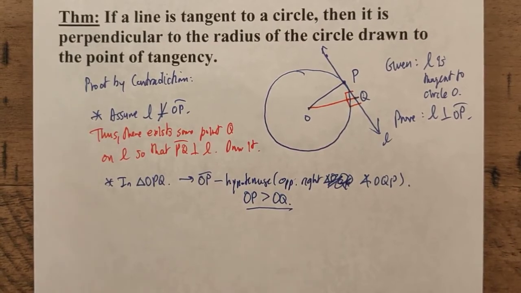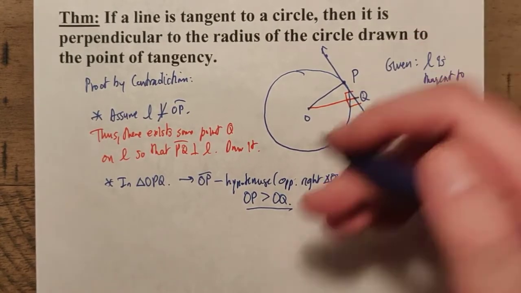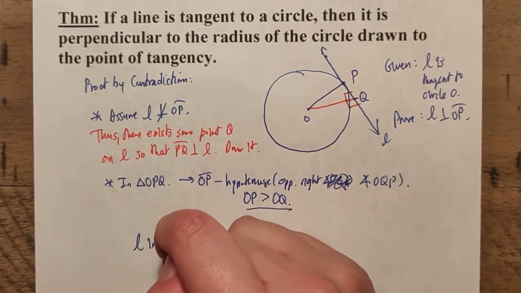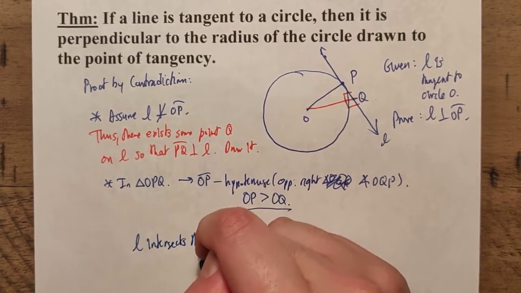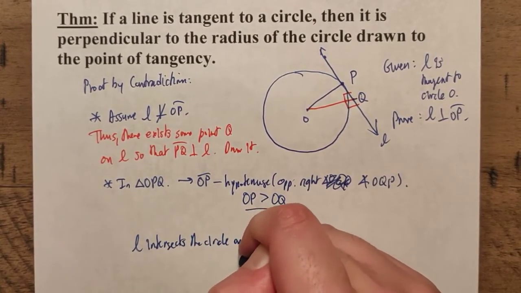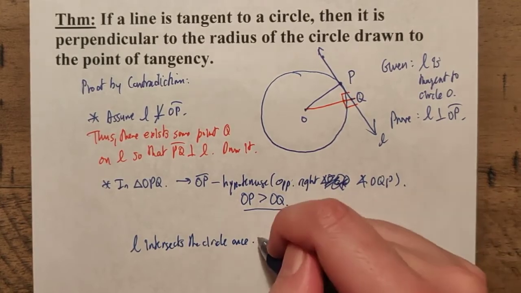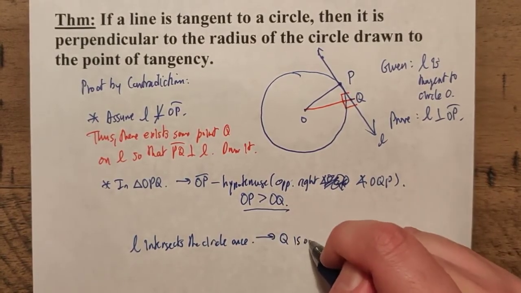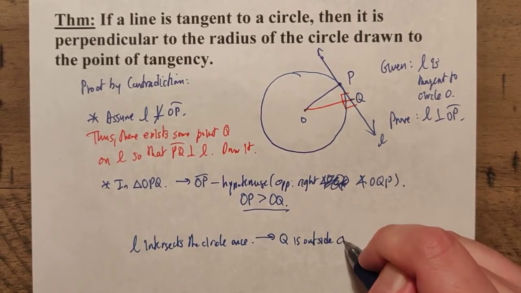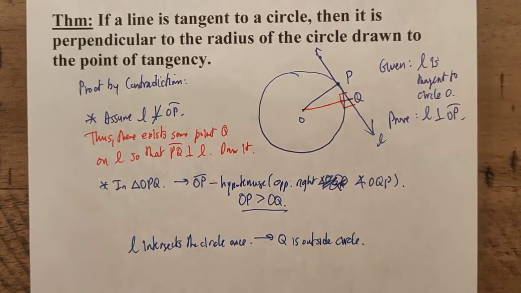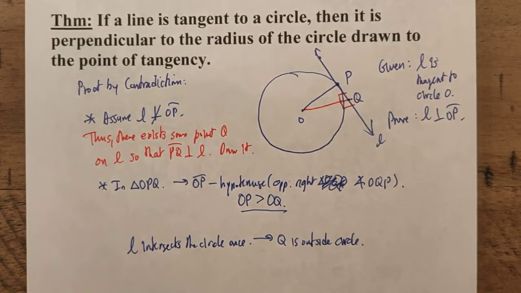There's also a bit of an issue here, right? Because if you take a look at what's going on, notice that in this situation, L intersects the circle once, correct? Because that's what a tangent line does. It hits a circle once. So this implies that Q is outside the circle. Because if Q were inside the circle, that means this line would hit the circle again. And I think you can show that intuitively here.